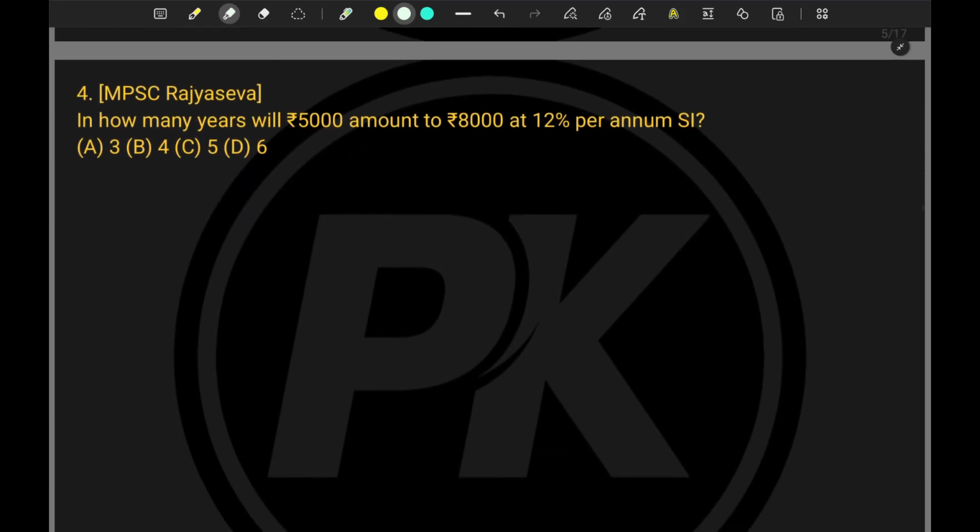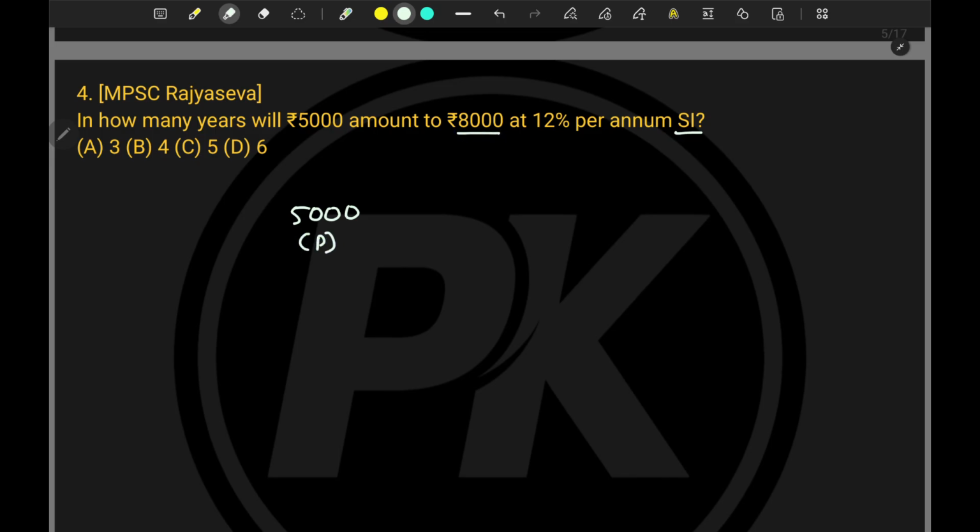Now this problem is from MPSC Rajyaseva. And what it is saying: in how many years will 5,000 amount to 8,000 at 12% per annum simple interest? Okay. So in how many years we have to calculate? Now here, the number of years we have to calculate. It's very easy. So now the amount is 5,000, which is principal.